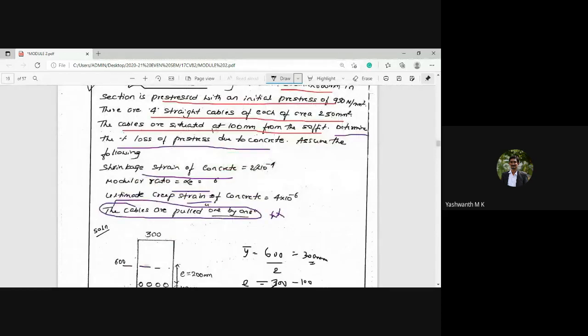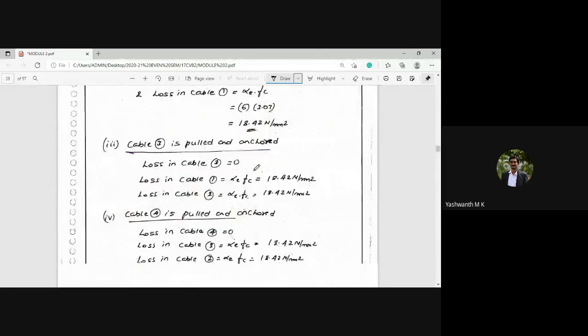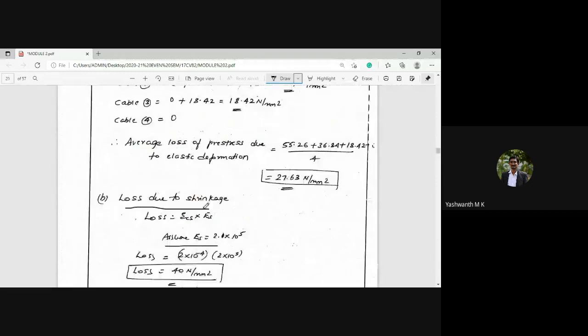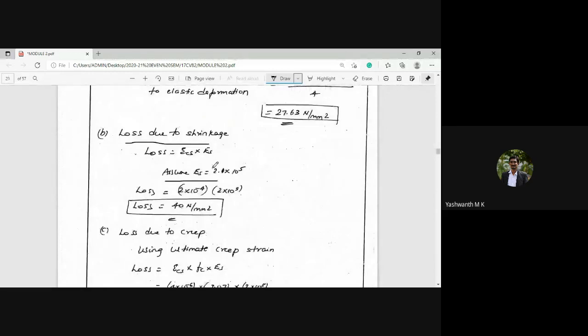So substitute that value. Then modulus of elasticity of steel is not given, so you need to assume that. Whenever the data is missing, assume it is 2.1 into the power of 5. So substitute that. Sorry, I have assumed here 2. You can assume 2 or 2.1, both are okay. So the answer will be 40 Newton per millimeter square.